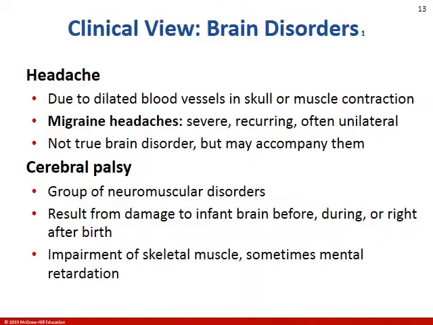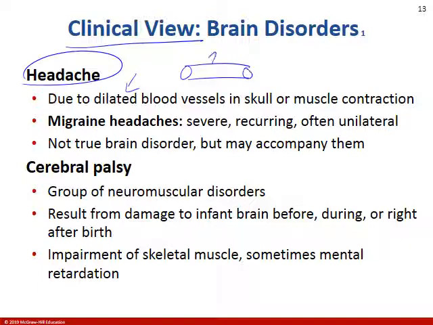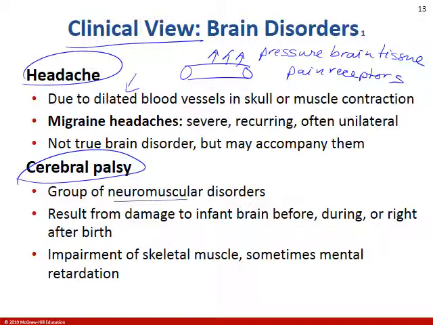Some clinical views that we can talk about again. A headache is due to dilated blood vessels. So you have your blood vessel here and it's expanding, and when it expands, it's putting pressure on your brain tissue. And when it puts pressure on your brain tissue, you're going to have pain receptors that are activated. Cerebral palsy, this is a neuromuscular disorder. Usually there's some sort of impairment of skeletal muscle due to the information being sent from the brain. So something's wrong with the motor control leading to impairment of skeletal muscles.